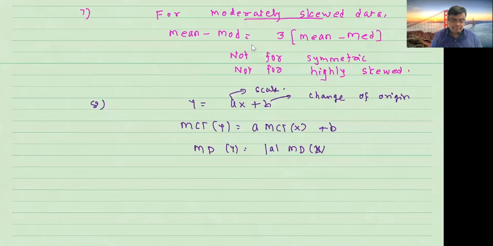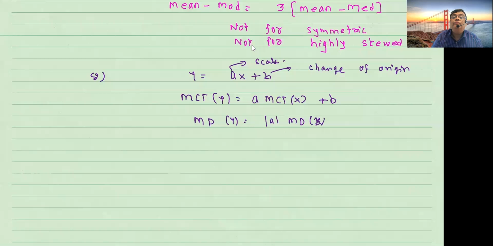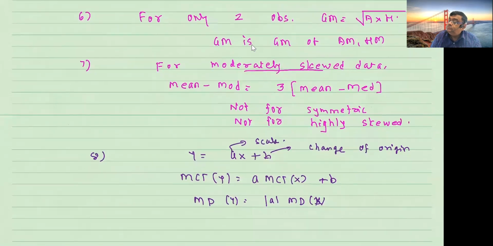Write this down, kids. Any measure of central tendency of y is a into measure of central tendency of x plus b, and measure of dispersion of y is modulus of a, measure of dispersion of x.